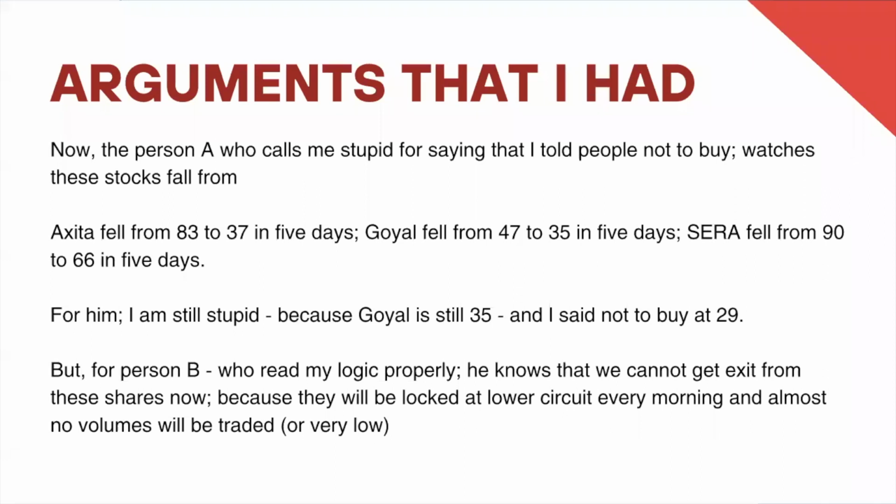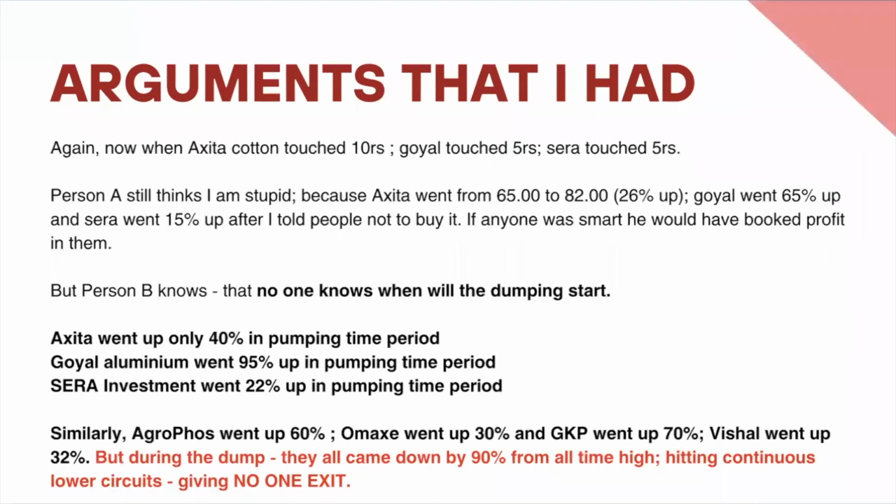Right? So there is very little volume, there is almost no volume, zero. So person B, who has read my logic properly, knows that we cannot exit from these shares now, because they will be locked at the lower circuit every morning and almost no volumes will be traded. Now, what happened next?